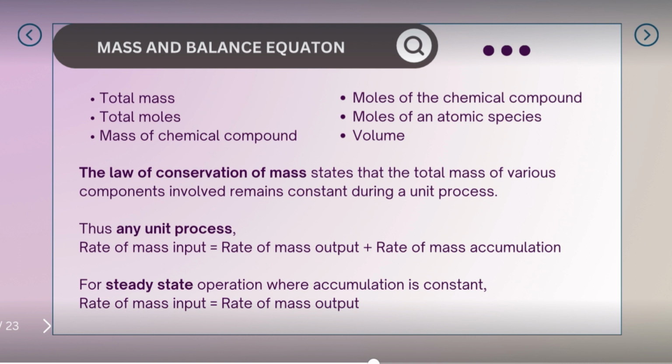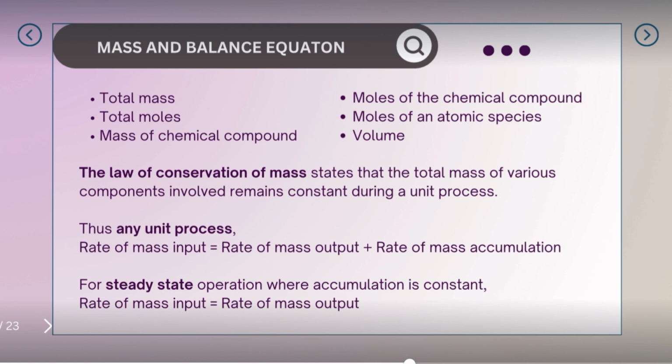So this is the mass balance equation. The law of conservation of mass states that the total mass of various components involved remains constant during a unit process. Thus, for any unit process, rate of mass input equals rate of mass output plus rate of mass accumulation. For steady-state operation where accumulation is constant, rate of mass input equals rate of mass output.